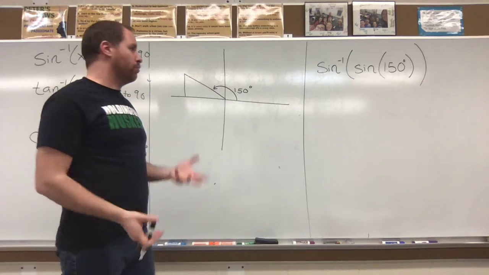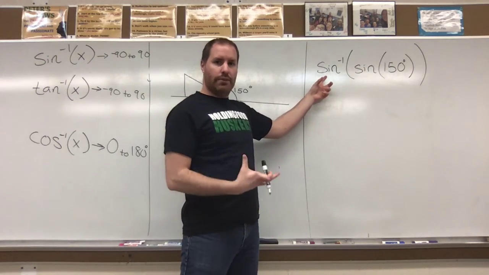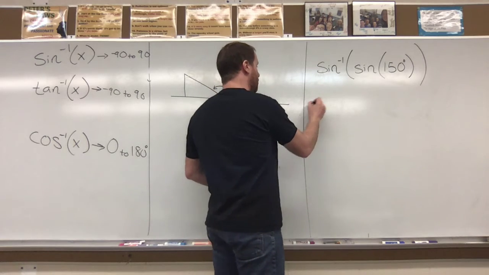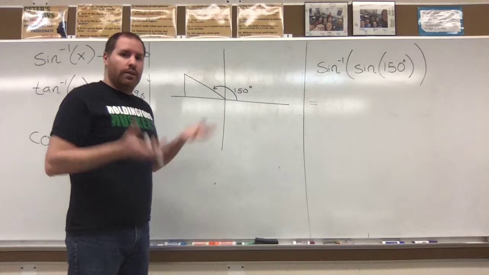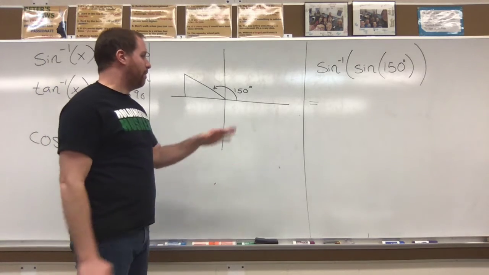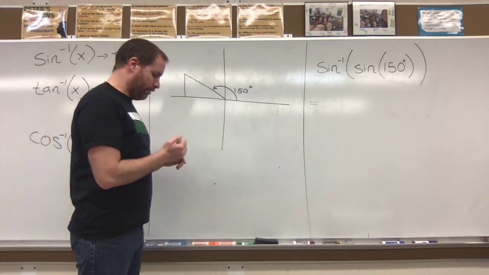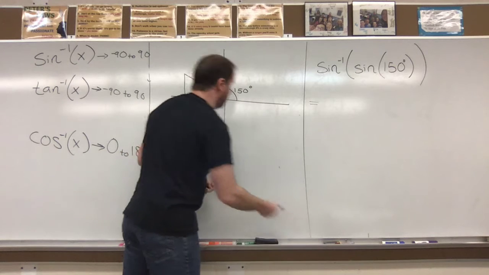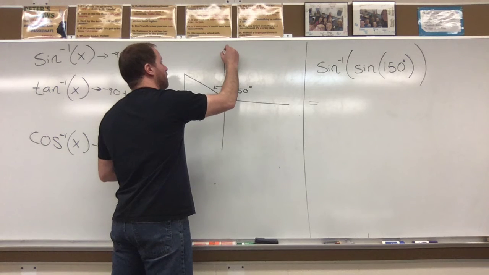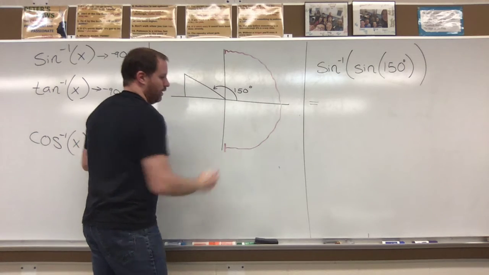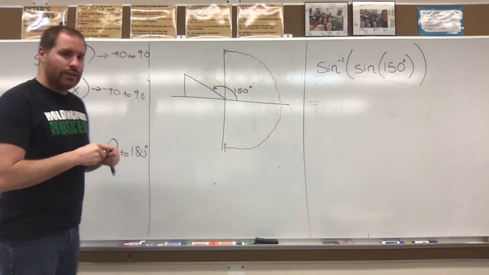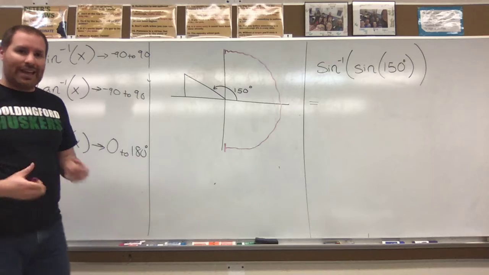But the thing is, we should have the inverse on the outside. We should get an angle out here. It's saying what angle makes this triangle. We say, oh, 150 degrees. But again, sine inverse can only give us answers between positive 90 and negative 90. That's the only spot where sine inverse can give us an answer.